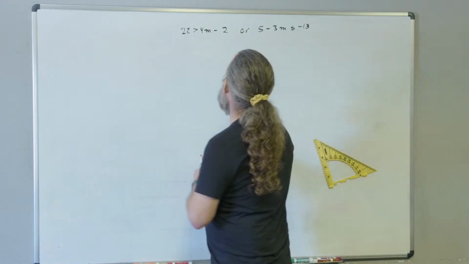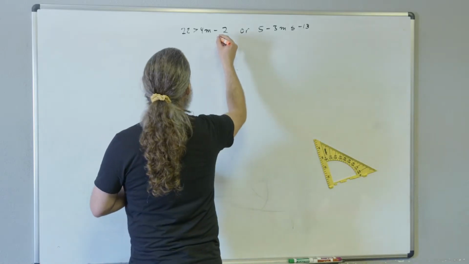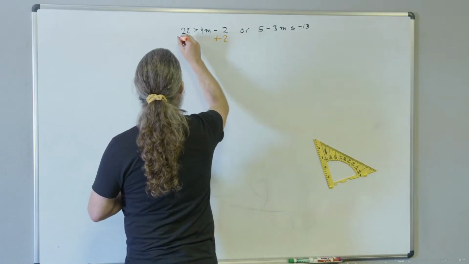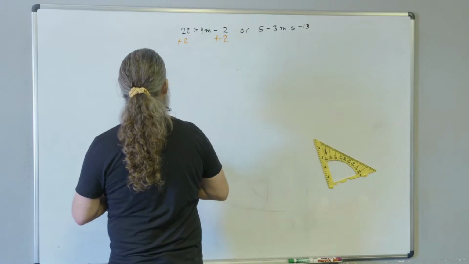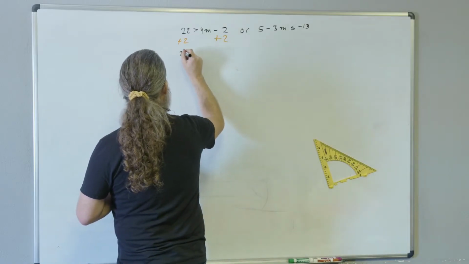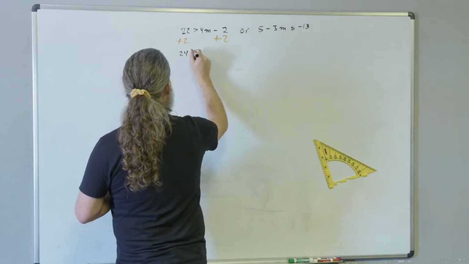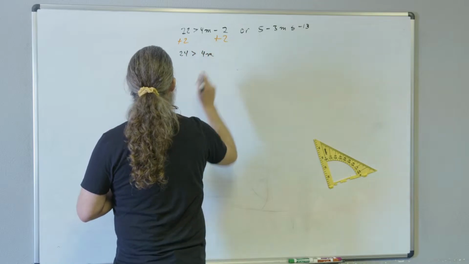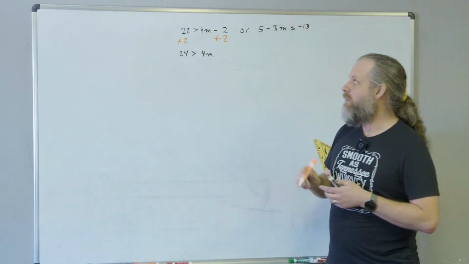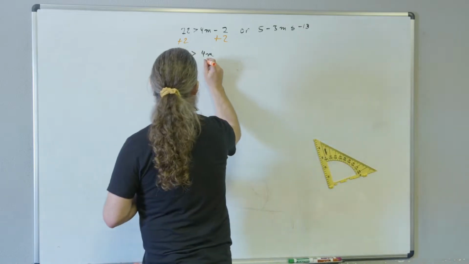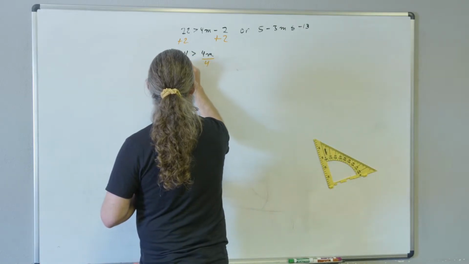Add 2 sounds great. We do it on this side, we got to do it on that side. 22 plus 2 is 24. 24 is greater than 4m. Now what? Divide by 4. Divide this one by 4 and divide that one by 4.